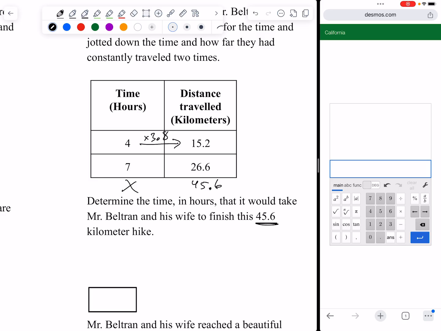Let me double check. 4 times 15.8. No, 15.8, that's way off. Okay, 3.8, sorry. It's 15.2, which means if I put 7 times 3.8, that gives me 26.6. Yes, it does. So that means if I want to go backwards instead of multiplication, I'm going to use division. So now I'm going to say 45.6 divided by 3.8, and that equals 12. So it'll take us 12 hours to finish that.